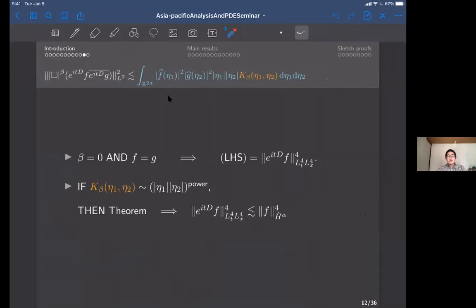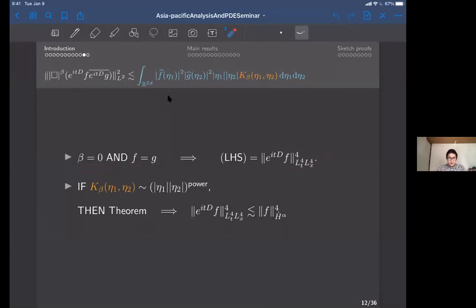All right, how does it work? Here I put their theorem. I omit the constant and literally wrote the blue part. And let's consider a very special case, like beta is 0 and f and g are the same. Then the right-hand side becomes this very standard L4 norm, the solution. By the way, this is how we get the 4,4 as a QR.